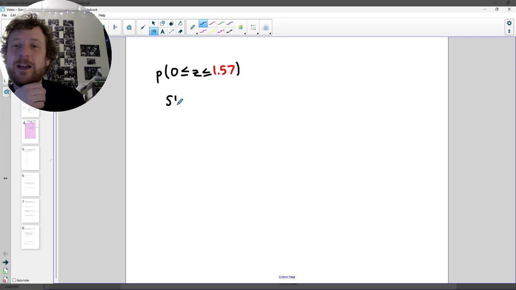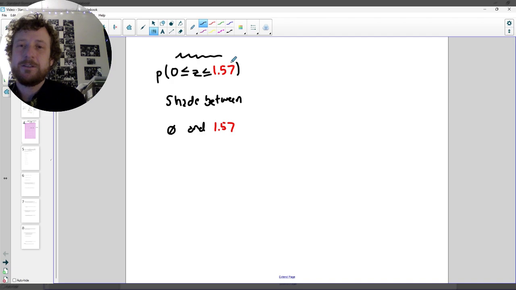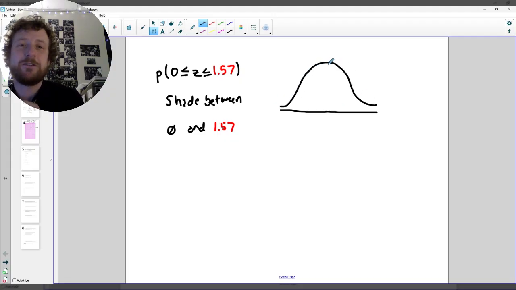The key there is I'm going to shade between 0 and 1.57. When I see two numbers in this notation, I will shade between those two numbers. Z throws students off. It always has. And so I want to try and simplify it as much as possible. Again, I think the technical way to say it is, what is the probability that a randomly chosen person has a z-score between 0 and 1.57? But the way that it looks is it's this.